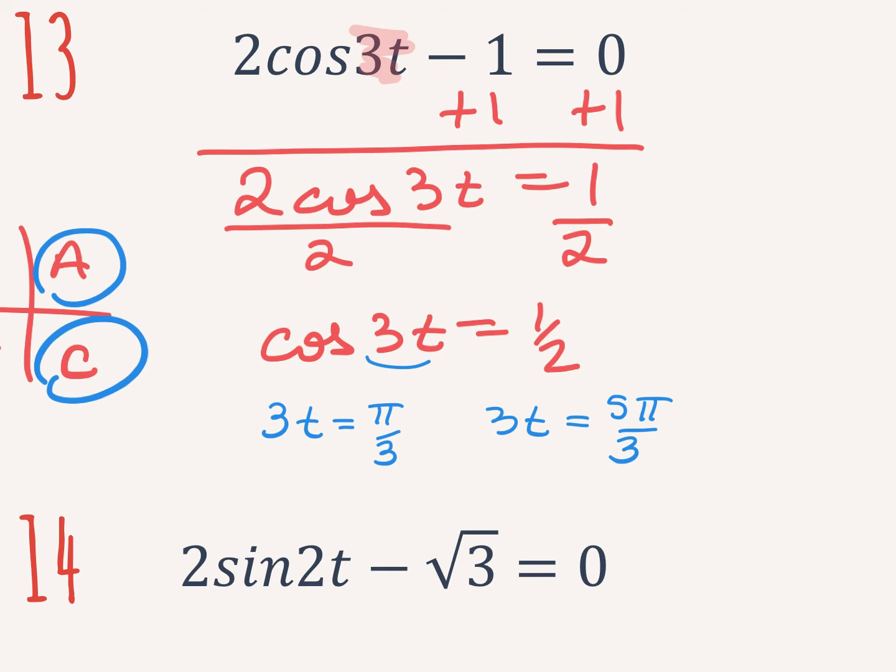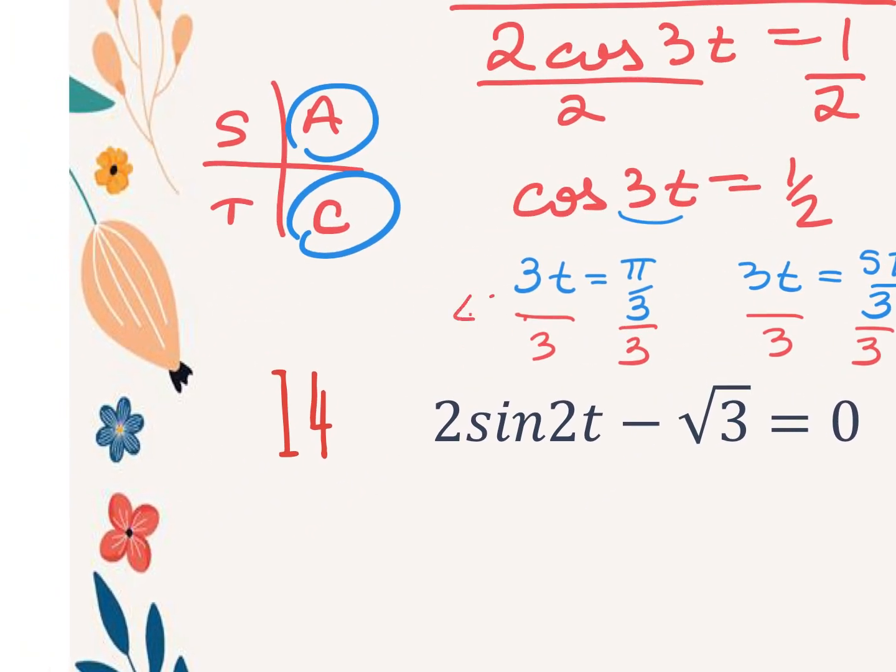Here's where we use the number that's in front of the variable. Normally, if we had something like 3x equals 9, you know you divide by 3. We're doing the same thing here. We're going to divide both sides of our equation by 3. So all we're doing for this one, think of this as pi over 3 divided by 3. Keep, flip, change it. Pi over 3 times 1/3. So t equals pi over 9.